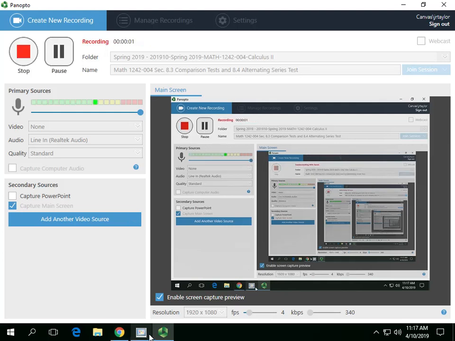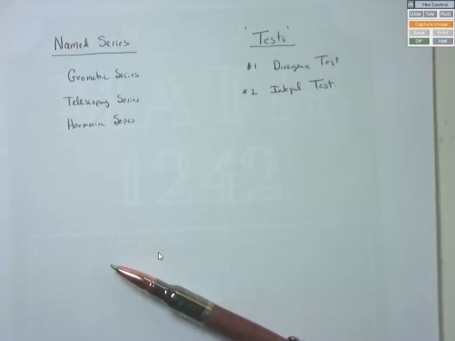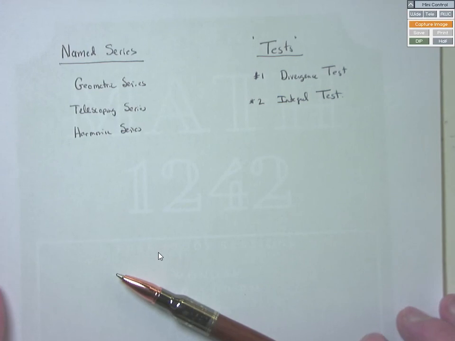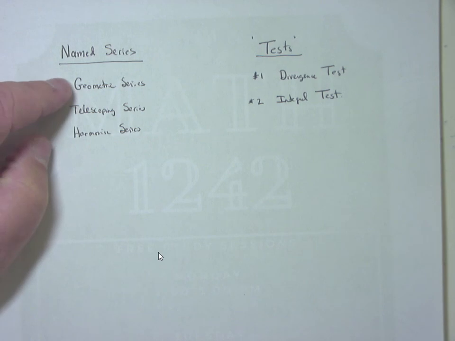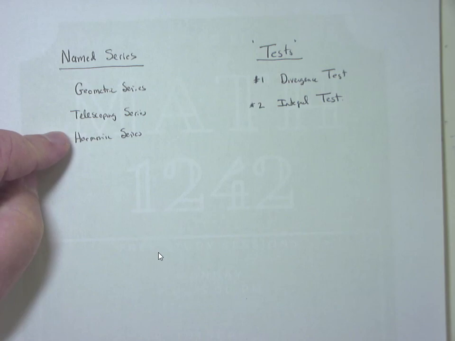So, last time, let's discuss what we learned. All right. So, from chapter 8.1, we started with sequences. 8.2, we started with named series. 8.2, we talked about a geometric series, a telescoping series, and the harmonic series.